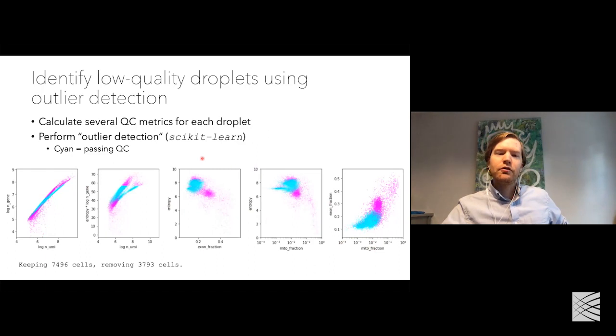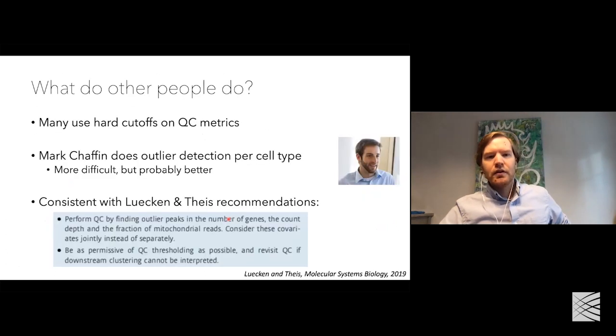And so using some kind of outlier detection, I use a pre-made function from the scikit-learn package in Python. You can highlight a certain piece of this QC metric space, and pick those cells that pass QC, and the rest, these out here, fail. That's just one idea. That's what I do. This is not a standardized thing yet in the field.